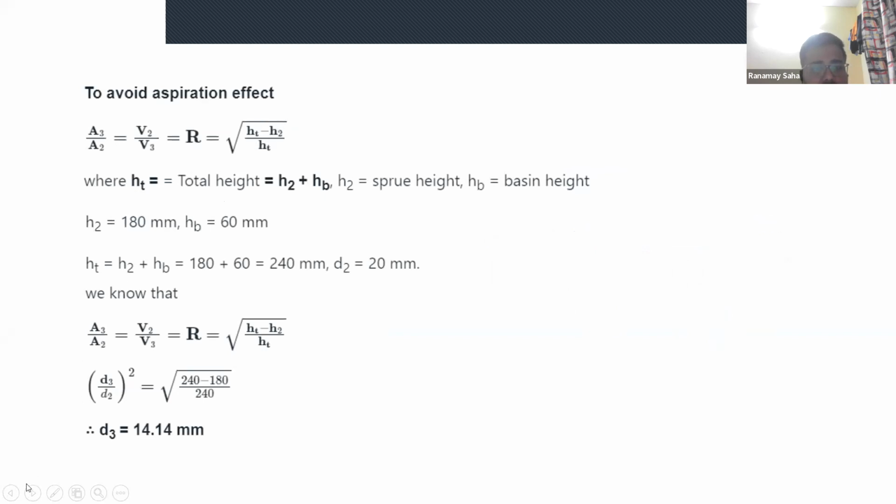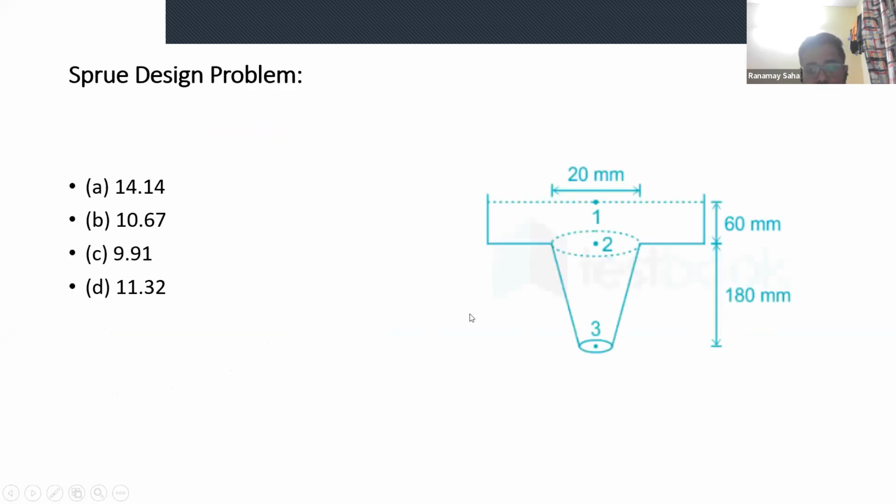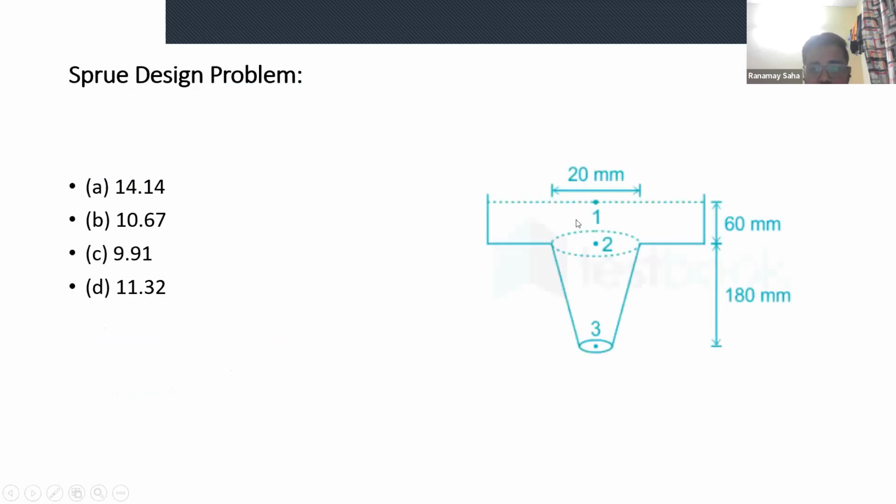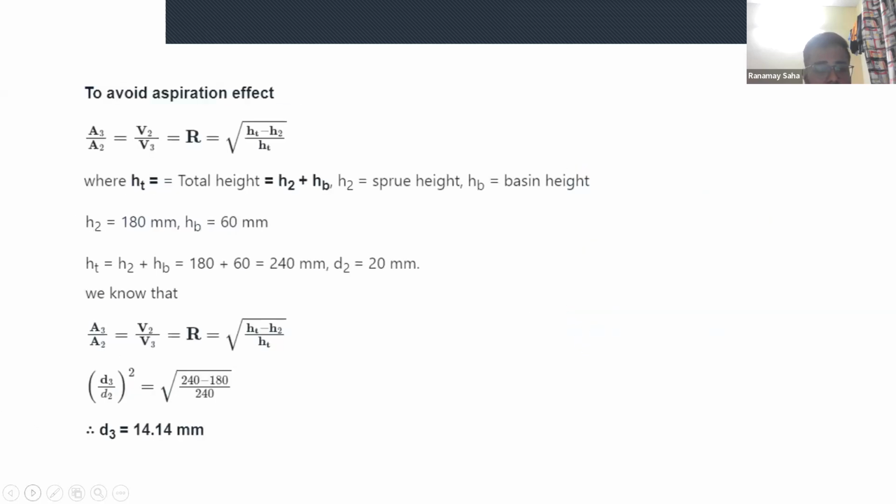Now HT minus H2, this whole thing minus H2, is the actual height. So using that, now it becomes simple. So H2 is 180 and the height of the basin, I mean HT minus H2, is then 60. Okay, this is the basin height. This one is the pouring basin. So putting it together, you have H total equal to H2 plus HB, which comes out to be 240 mm.